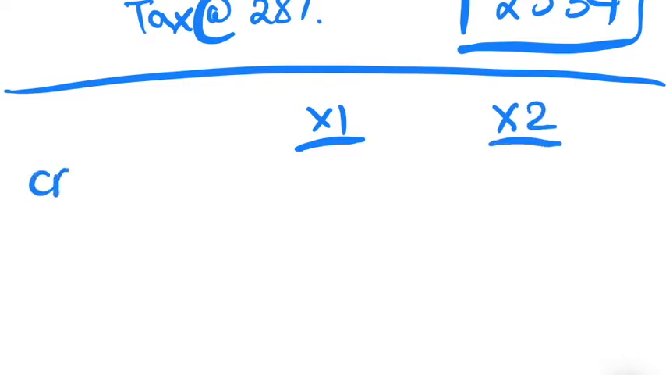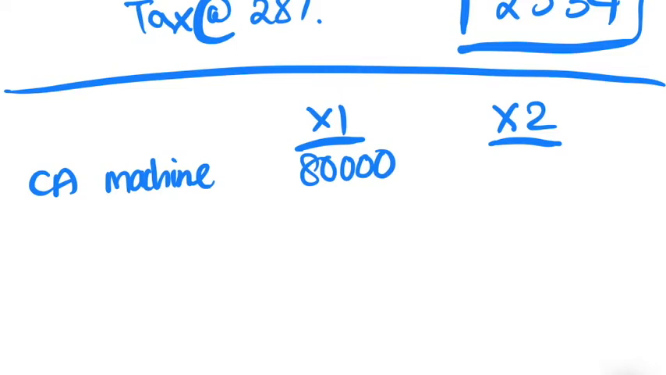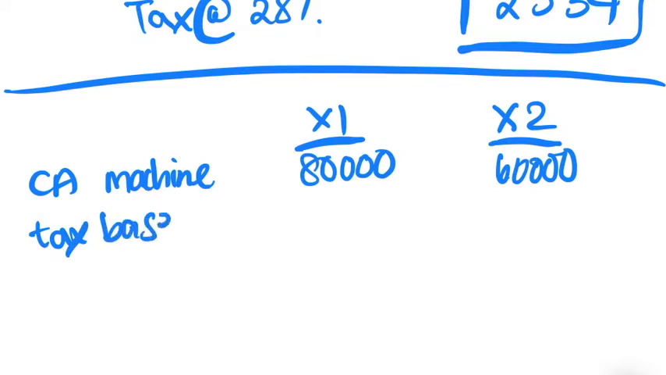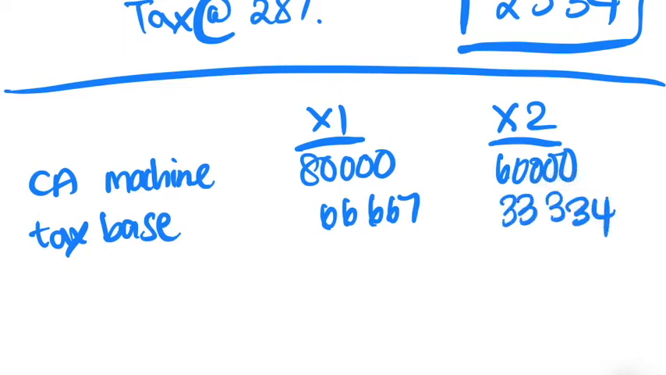So we have the carrying amount of the machine, and the carrying amount in X1 would be 80,000 because it's 100,000 that we bought it for, less the depreciation. And then at the end of the second year, it would be 60,000. And then our tax base, which is our future deductions, at the end of X1 is 66,667, and at the end of X2 it would be 33,334. That's all of the remaining tax deductions at those points because we are claiming our wear and tear over 3 years.